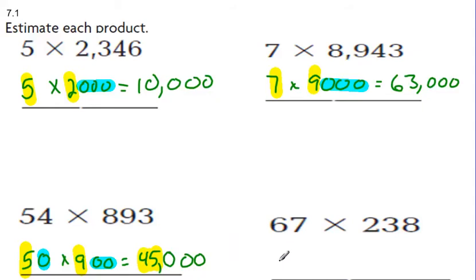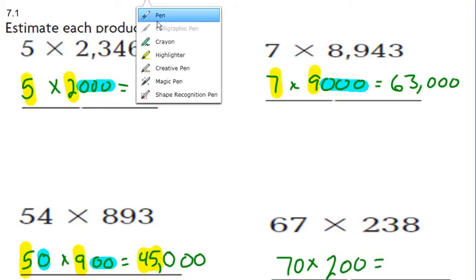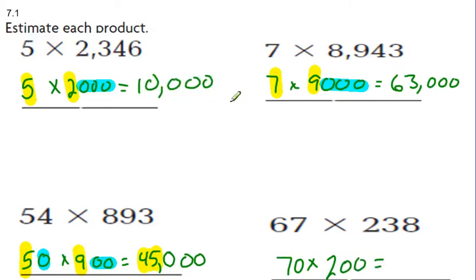So that's my answer. Here I have 70 times 200. So my basic fact is 7 times 2. Highlight my zeros, so 1, 2, 3. And then my answer, 7 times 2 is 14 with 3 zeros. And that is chapter 7, lesson 1, all wrapped up.